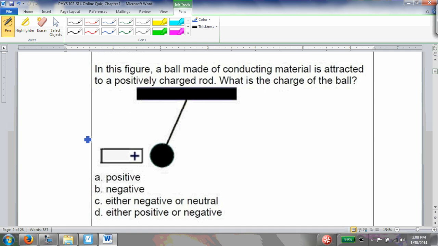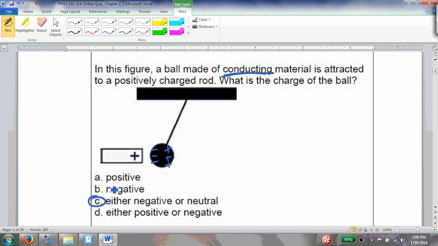In this figure, a ball is made of a conducting material. And that's the key, that it's a conducting material. What is the charge of the ball? You can have two scenarios. One, you can have a material that is negatively charged so that it looks like that. Or you can have a ball that is neutral so that you get an induced charge on the ball and it looks like that. So it can either be negative or neutral.